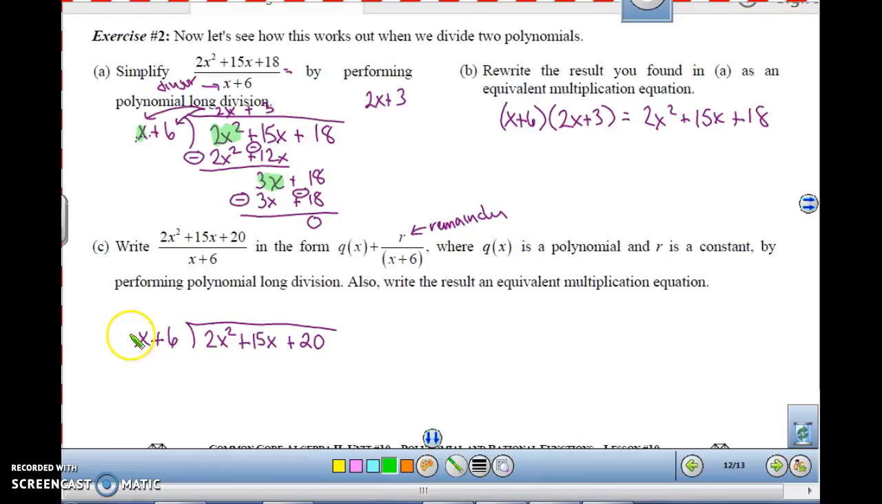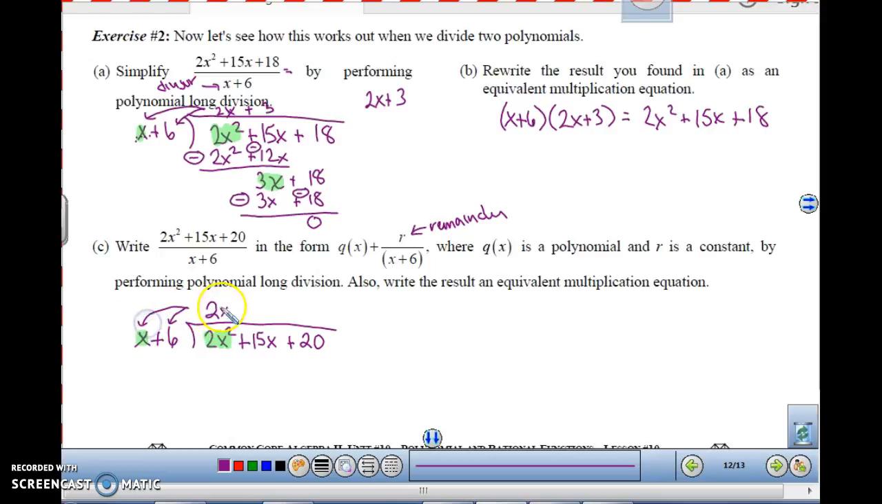All right, so again, we only look at this and that. So x times what is 2x squared? It is 2x. Now, make sure you multiply the 2x, or whatever you put up here, by both of these terms. 2x times x is 2x squared. 2x times 6 is 12x. All right, my next step is to subtract. Remember, you're subtracting both of these terms, so I'm going to put a subtraction and a subtraction there. So that reminds me to do that. 2x squared minus 2x squared is 0. 15x minus 12x is 3x.